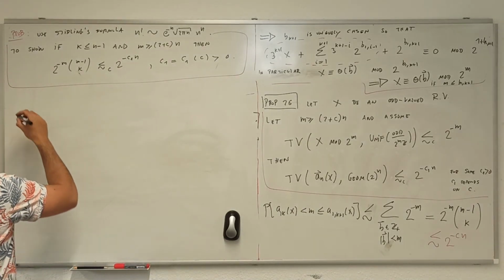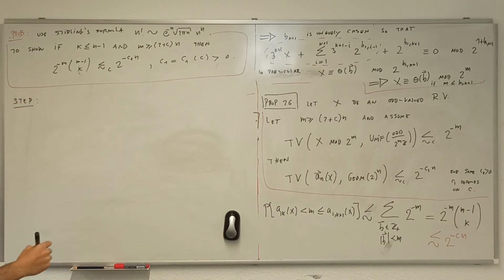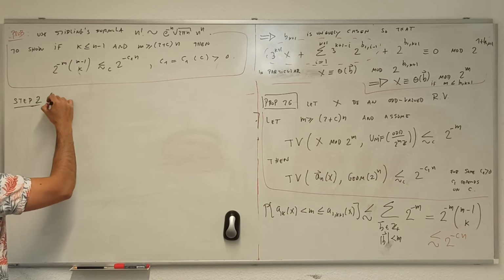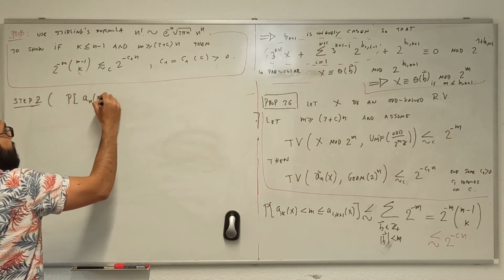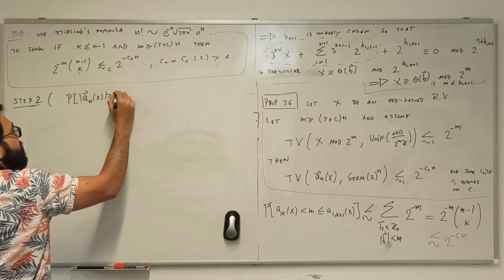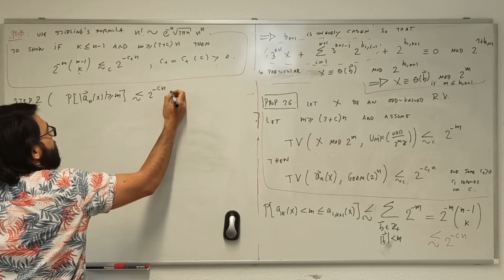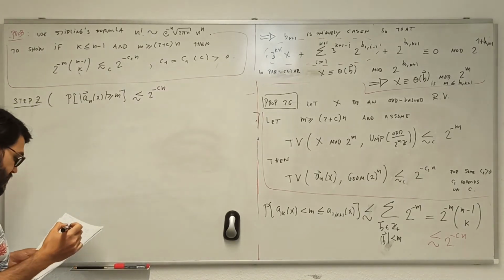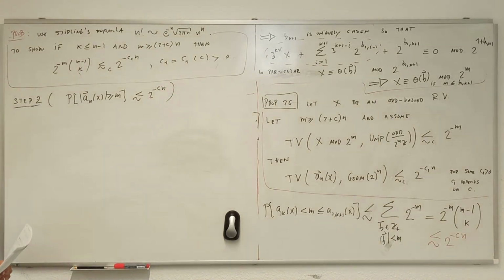So that finishes the claim of step 1. So let's go to step 2. So from step 1, we know that the probability of A_n(x) being greater or equal than m is 2 to the minus c, yes, that's what I want, for some constant c. And then we have to use that.